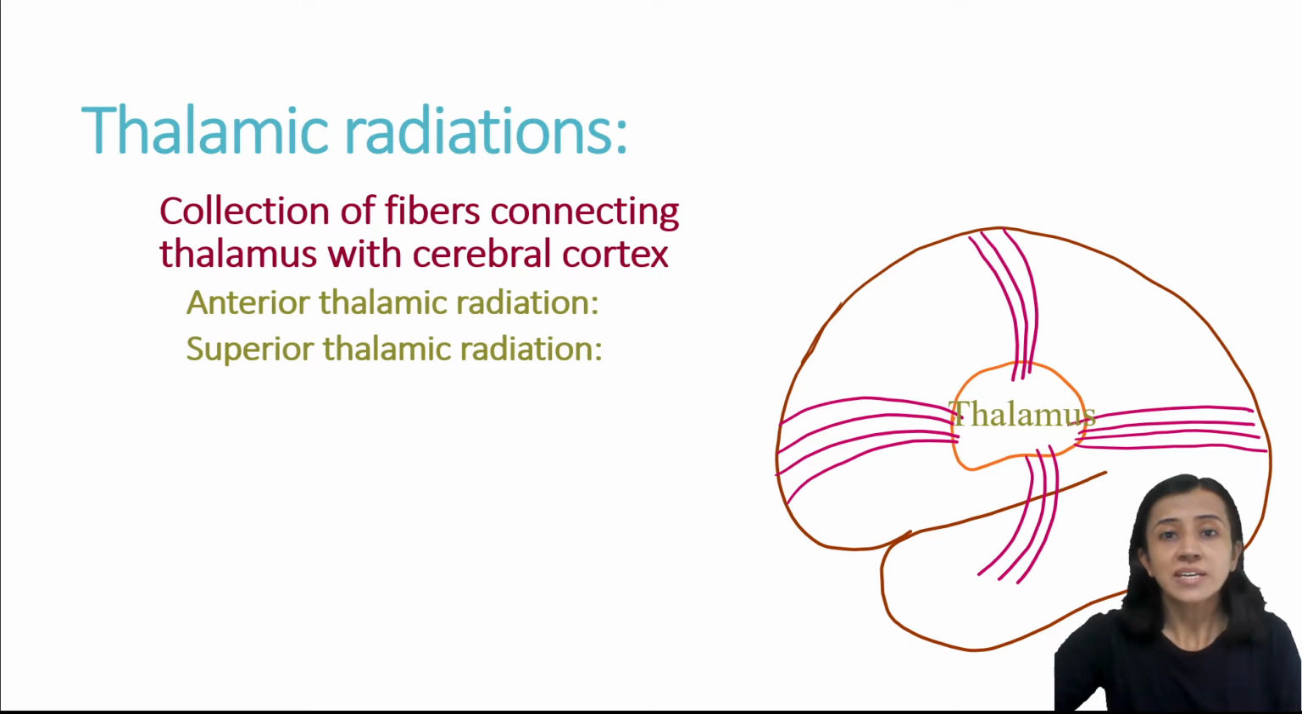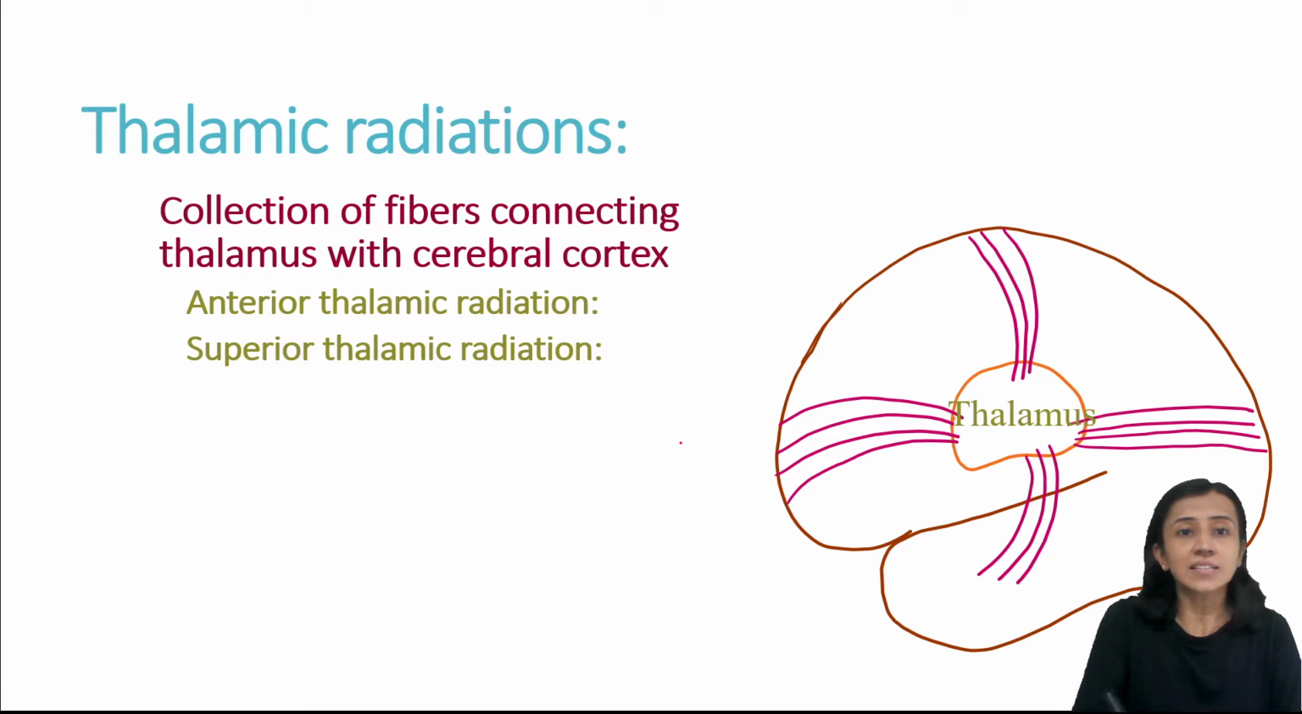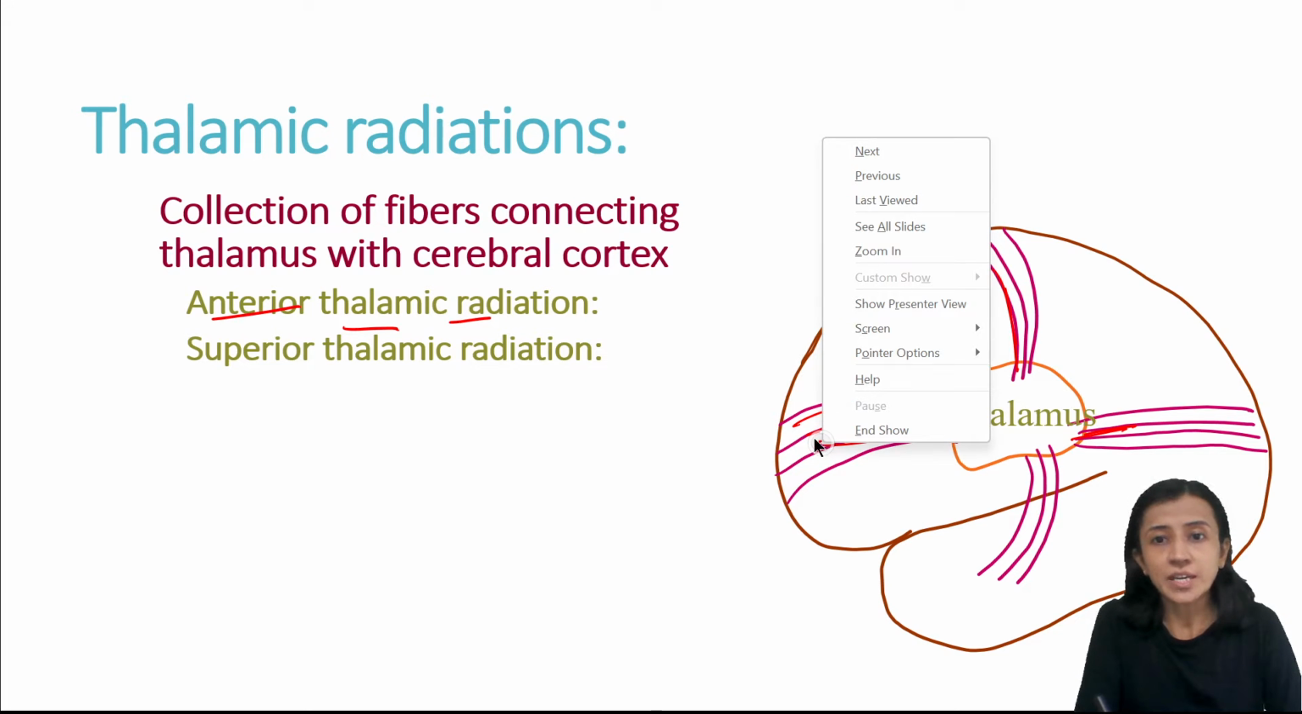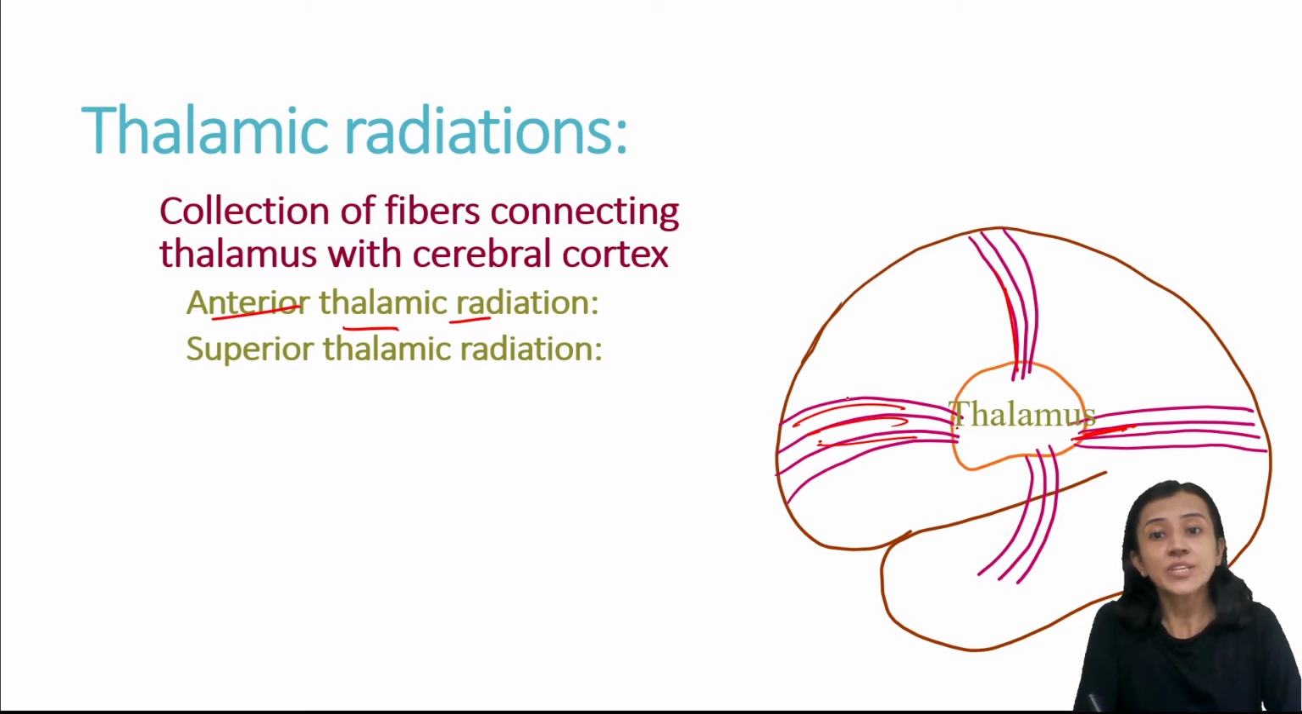Okay, now there are radiations. What do you mean by thalamic radiation? Thalamic radiations are nothing but collections of fibers, you can see here like this, which connect thalamus to different areas of the cerebral cortex. If we are talking about anterior thalamic radiation, it means thalamus is connected to the anterior part, the frontal lobe, which is mainly concerned with motor function. So motor control nuclei are connected here, and motor control nuclei are the medial and lateral thalamic nuclei.